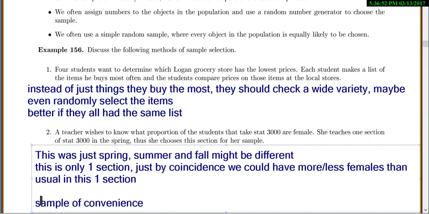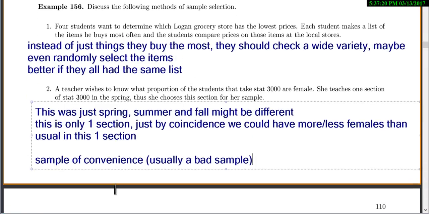So it's called a sample of convenience because it was very convenient for her. She was already teaching the section. She just kind of went and saw how many were females. So anytime you have a sample of convenience, it's usually a bad sample. A much better thing would be to either check throughout the entire year or check over a couple years, randomly select a couple classes to go check. But doing just one little section because it's convenient isn't going to work well.